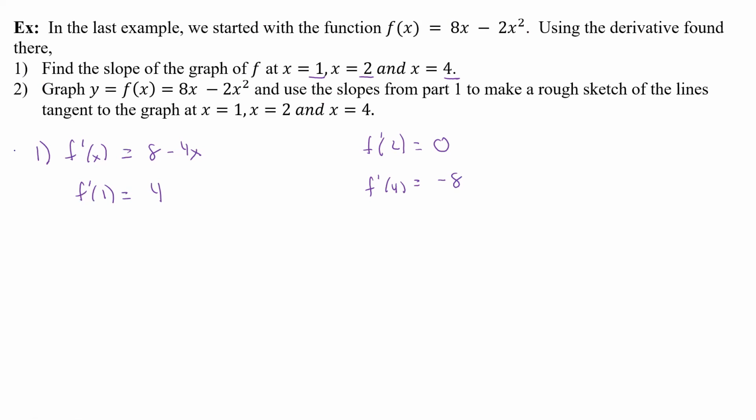Now, with that said, we're supposed to graph what this looks like and then use the slopes at 1, 2, and 4 to sketch the lines that are tangent to the graphs at those points. So what we need to do is figure out what this graph looks like first. And if we want to do that, we can plot points. And if we do that, it's going to look something like this. Okay. And so this is at 0, 0, and this is going to be 4, 0.